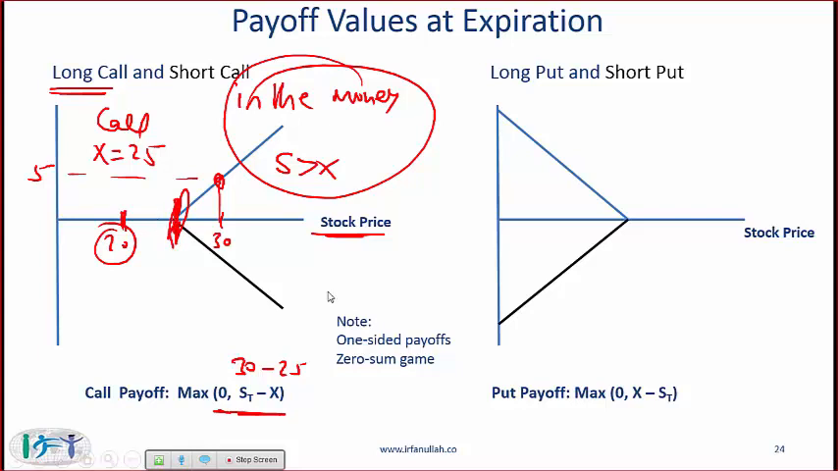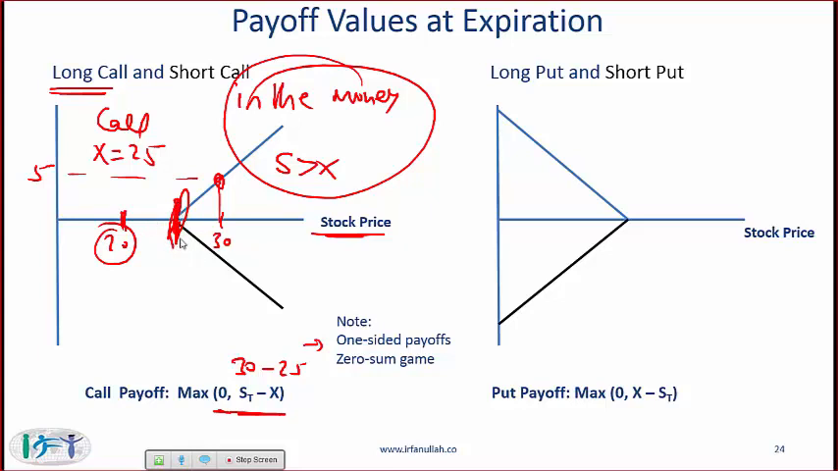So also note that this is a one-sided payoff. For the long, if the price is above X, there is a payoff. If the price is less than X, then he doesn't need to pay anything. So this is called a one-sided payoff, as opposed to forward contracts and futures, where the payoff is double-sided. If the price goes up, the long wins. If the price goes down, the long loses.